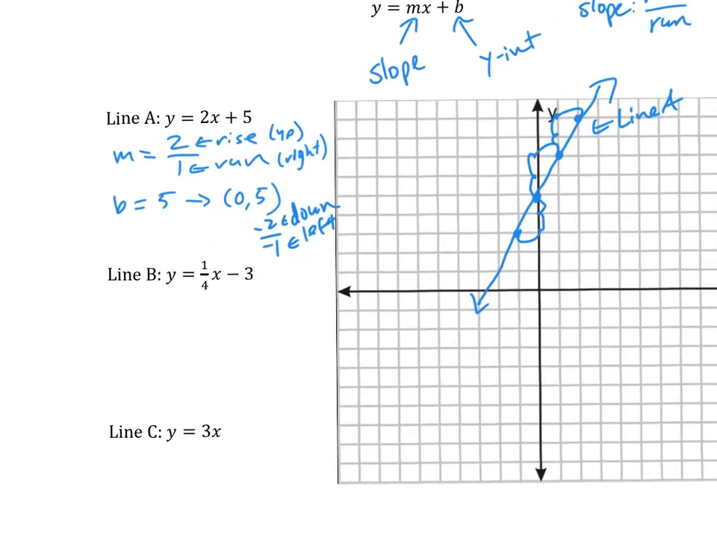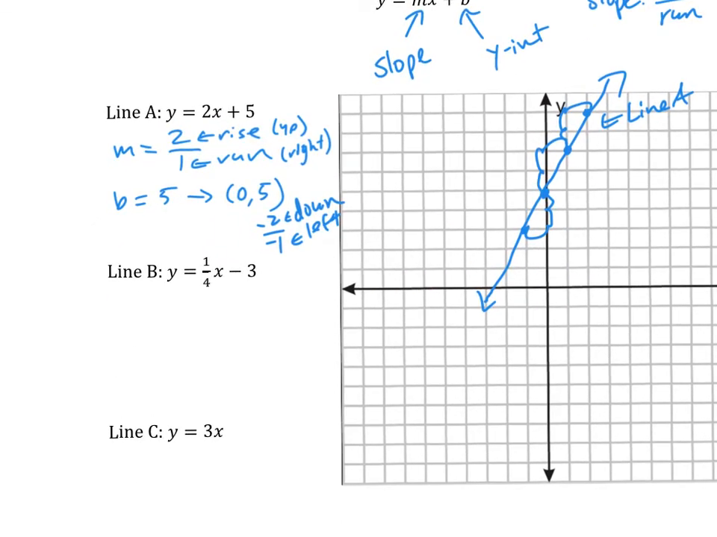All right, now for line B, I'll do this one in red. Our slope is equal to 1 over 4. So again, our rise over our run. It's a positive slope, so we're going to go in the upwards direction, and we'll make sure our slope looks positive at the end. And b is equal to -3, or the point (0, -3).